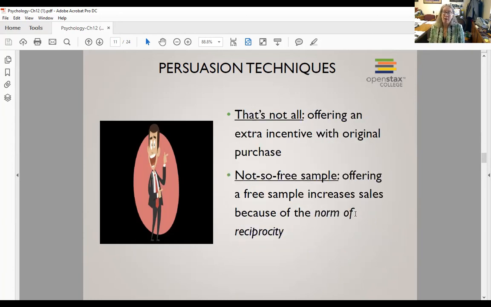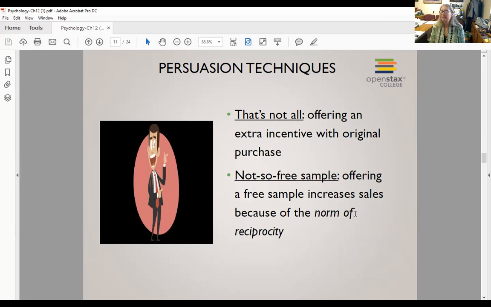Then we've got the "that's not all" strategy. I see this all the time in ads. They'll say, don't you think it's reasonable for you to spend this much money on this product? But if you're willing to do so, not only will I give you this product, I'll also give you this, and you'll get this, and we'll throw in this for free. That's called the "that's not all" effect. We find that people are much more likely to say yes if these freebies, these extra incentives, are thrown in, even when the extra incentives are things that we don't want or care about.